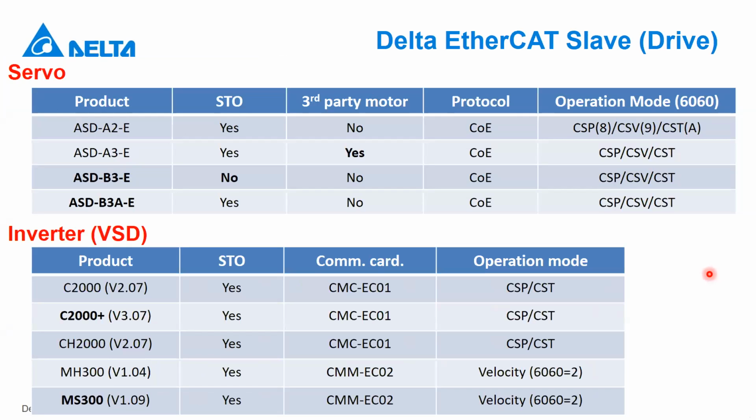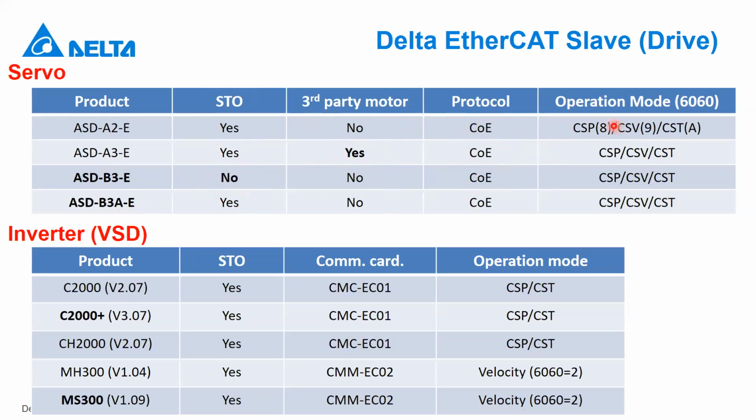Okay, then this page will show you Delta EtherCAT slave. So I think most of you already know that now we have the A2E, A3E, B3E, B3A-E. So here you can see for STO portion, only B3E doesn't support. And come to third-party motor, we can use only A3E. And the protocol already mentioned earlier is based on CoE.